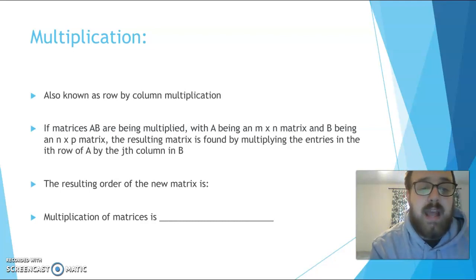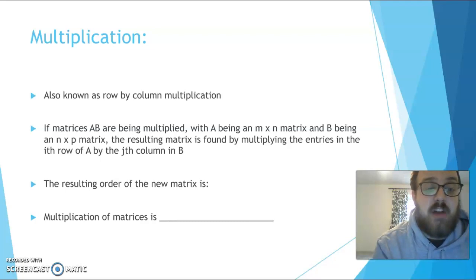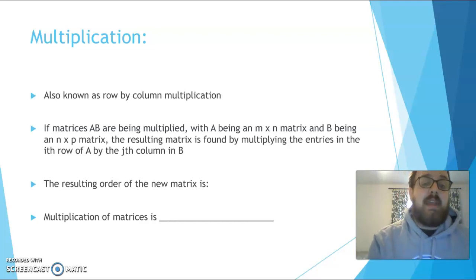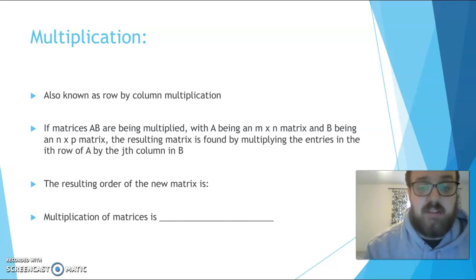Really, where we're going to be headed, and the thing that's really interesting for us, is going to be multiplication. And that's not the same thing as scalar multiplication. Scalar multiplication was multiplying just by a number. Matrix multiplication is going to be when we multiply a matrix by another matrix. Okay, and again, we're going to have some issues with this where we need to make sure that the orders line up in a certain way so that we can do it.